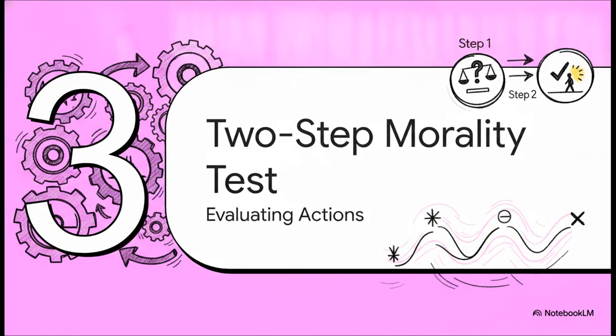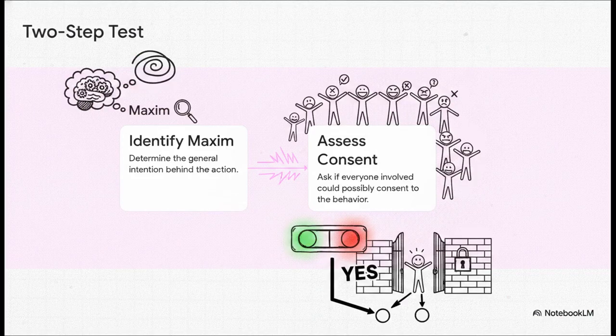Section 3. Two-step morality test. By taking these two steps, you can essentially evaluate literally any moral dilemma like a computer algorithm. Step 1, identify the maxim. Figure out the general intention that's driving your action. Step 2, evaluate consent. You have to ask yourself, could everyone involved possibly consent to this behavior based on that underlying maxim? Now, if your answer to step 2 is yes, you're good to go. The action is permitted. But if the answer is no, the action is unconditionally prohibited. There is absolutely no gray area here.